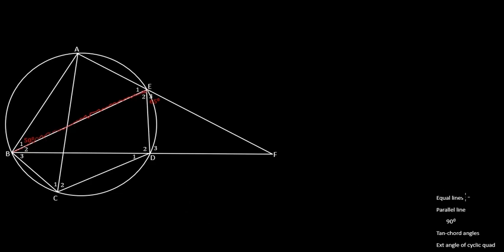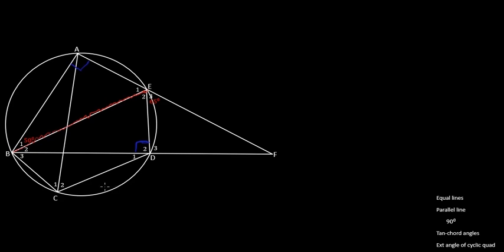Now we check if there's any of these. Are there any equal lines? No. Any parallel lines? No. 90 degrees? Yes. Remember, an angle subtended by a diameter at the circumference is 90 degrees. So this is 90 degrees. Angle A is 90 degrees. And angle D2 is 90 degrees. These are angles subtended by a diameter at the circumference.